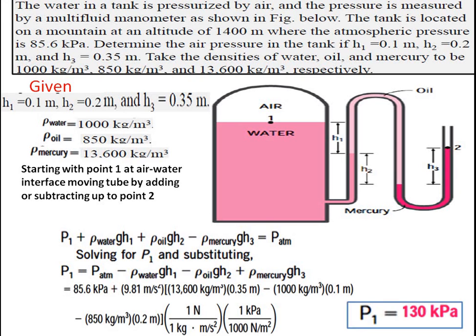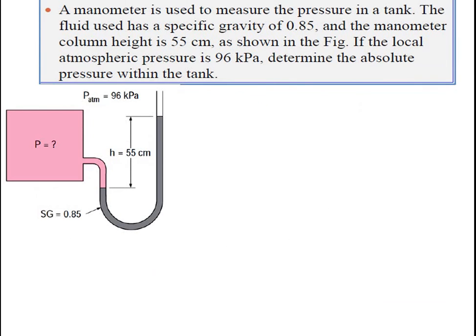So by solving it, we will get P1 is equal to 130 kilopascal. A similar kind of problem is here. The manometer is used to measure the pressure in the tank. The fluid used has a specific gravity of 0.85 and the manometer column height is 55 centimeter, as shown in the figure. If the local atmospheric pressure is 96 kilopascal, determine the absolute pressure in the tank.